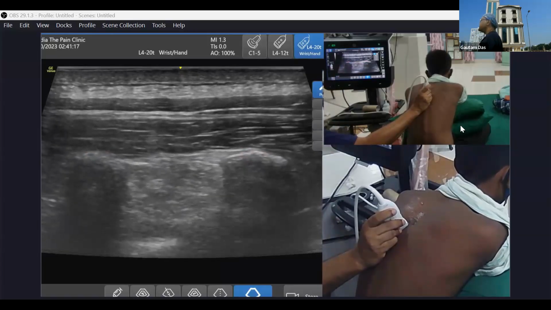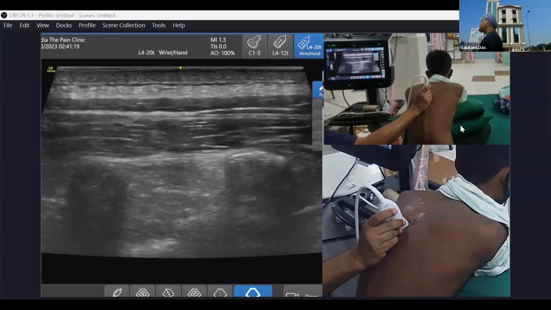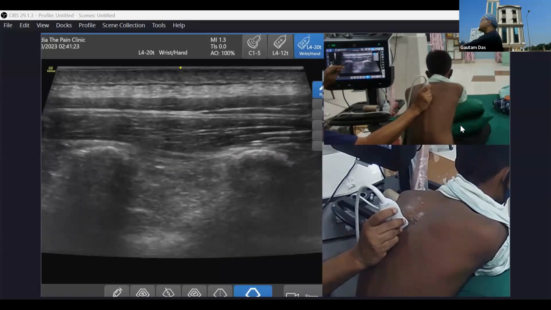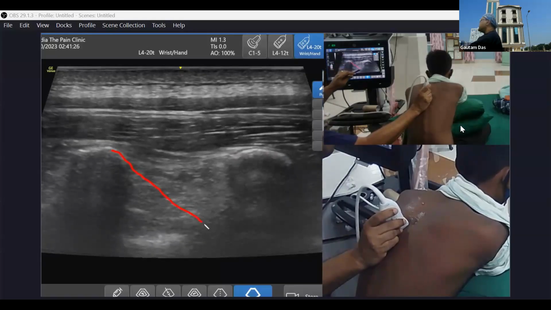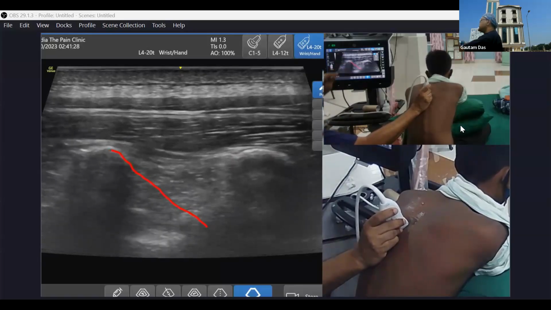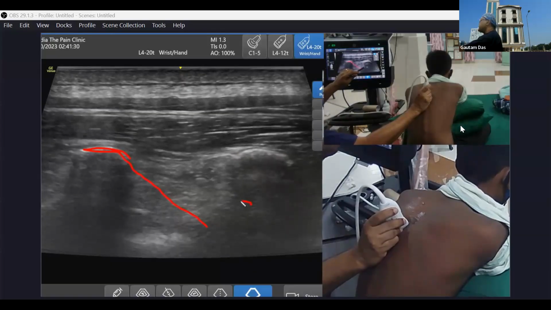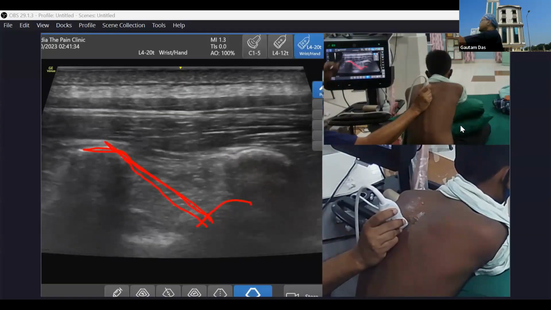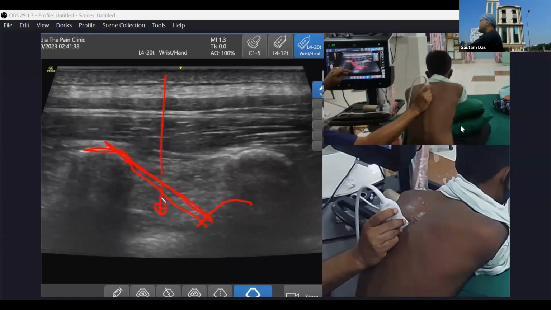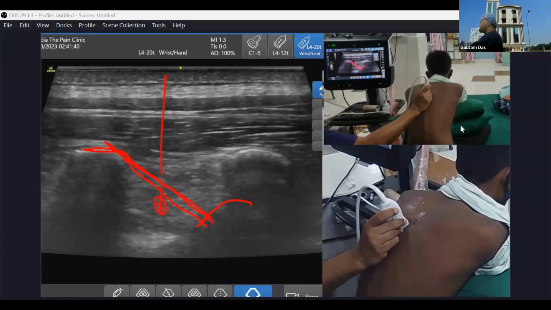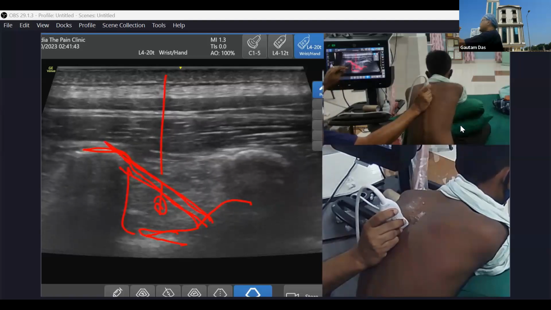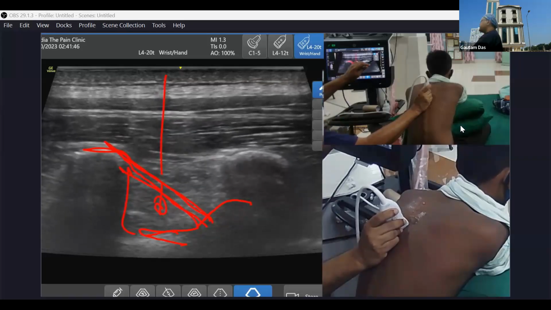So if you wish, another option to do the paravertebral block is this: you can see the costotransverse ligament. This is the transverse process, and the rib is below here. This ligament, running obliquely, is the costotransverse ligament. So what you can do, out of plane, is come here and inject above this glistening structure. So this space you can use for the paravertebral injection as well.